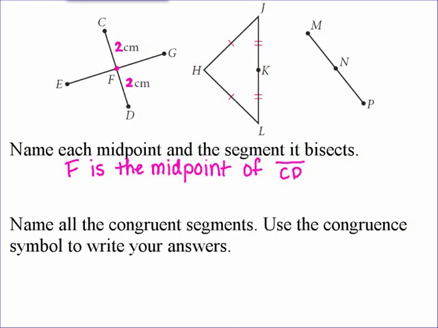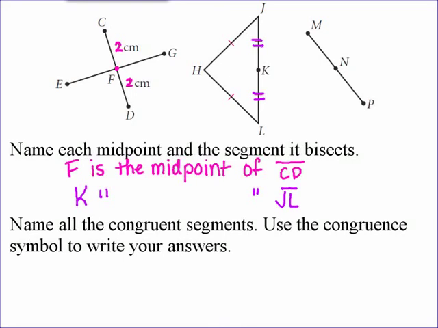All right, do I have another midpoint? K. K is the midpoint of what? JL, because of those 2 sets of marks. Okay. What about N? No, because you don't have anything marked.